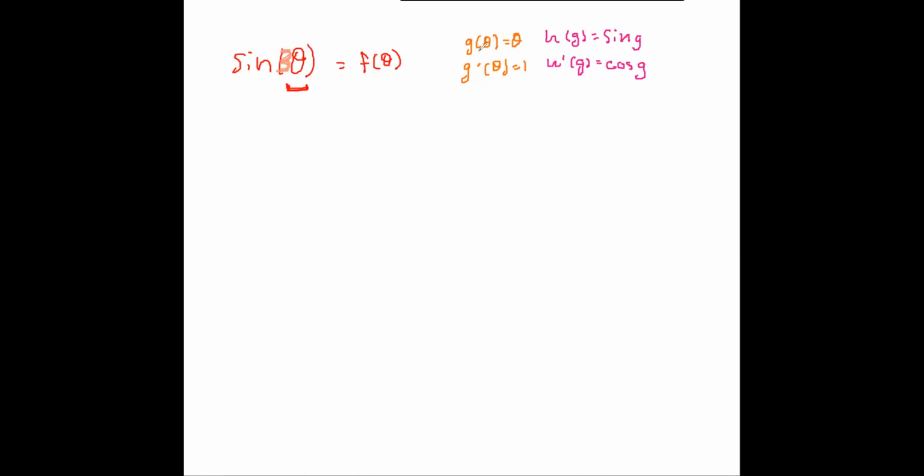So what changes here? We now have g of theta equal to 3 theta, and so g prime of theta is equal to 3. Oh, okay. Right. Got it. Our end result will be 3 times cos 3 theta.